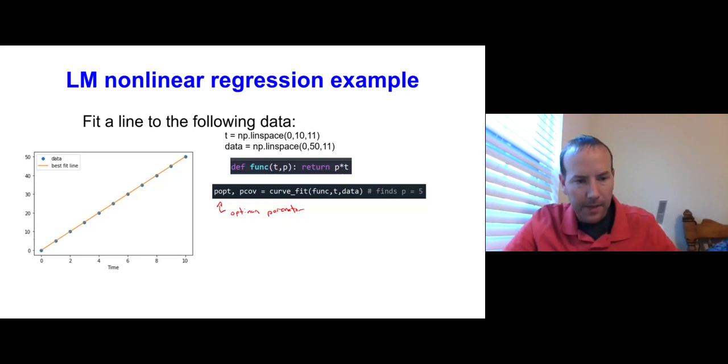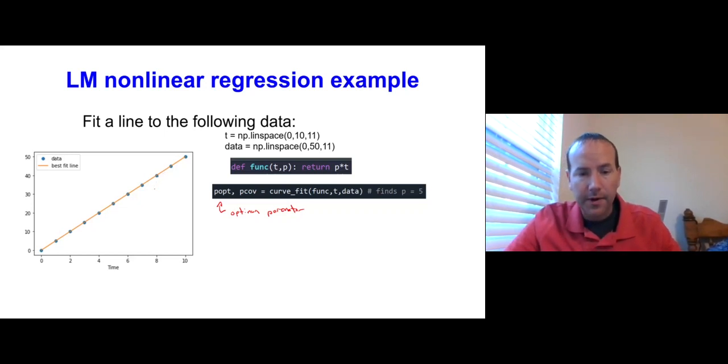Okay, and it finds that the optimum parameter p is 5. Then I plug that back into a line and show that this does in fact give a good fit. That's a very important point: you need to prove to yourself that this is actually a good fit at the end. Because if you got stuck in a local minimum instead of a global minimum, you could end up with a line that is very far from your data.